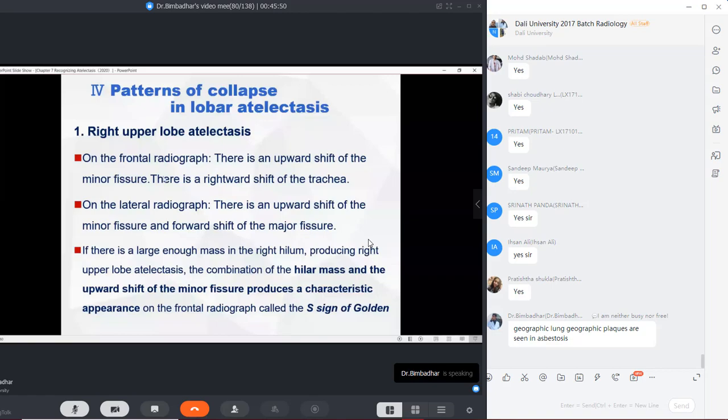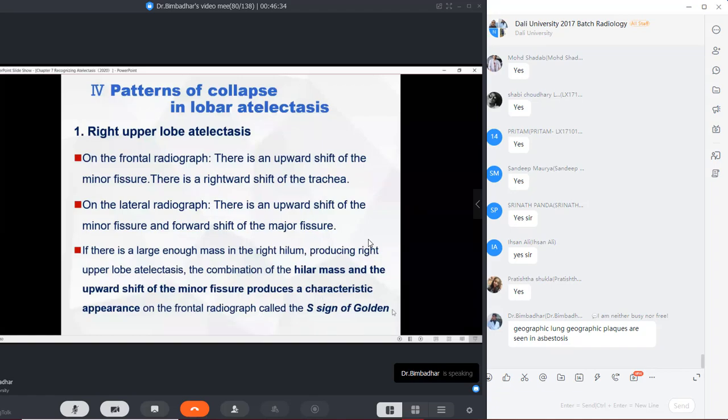On the frontal radiograph, if there is an upper lobe atelectasis, there is an upward shift of the minor fissure and a rightward shift of the trachea. Simple. In right upper lobe atelectasis, there is an ipsilateral rightward tracheal shift and superior lifting of the minor fissure. On the lateral radiograph, there is an upward shift of the minor fissure and a forward shift of the major fissure. If there is a mass in the right hilum, the hilar mass and the upward shift of the minor fissure produce a characteristic appearance, which is called the Golden S sign.